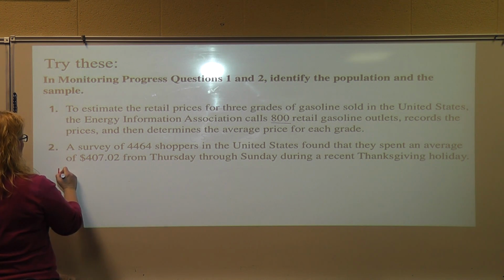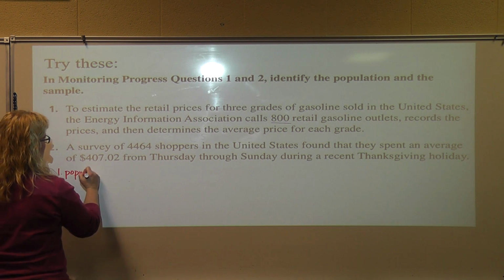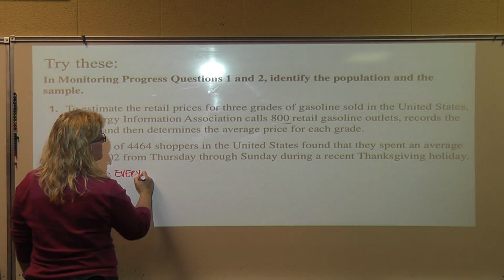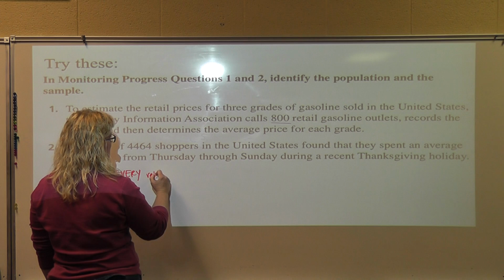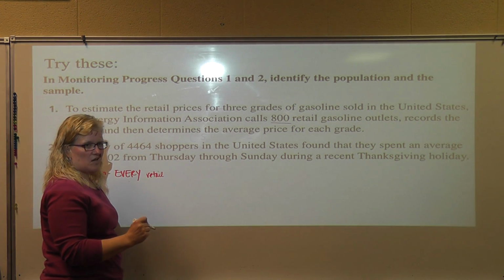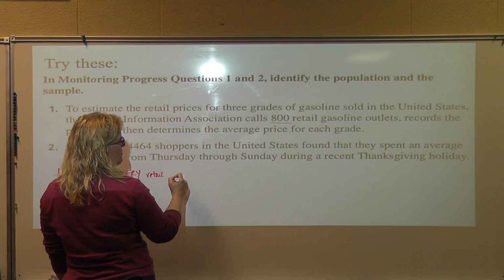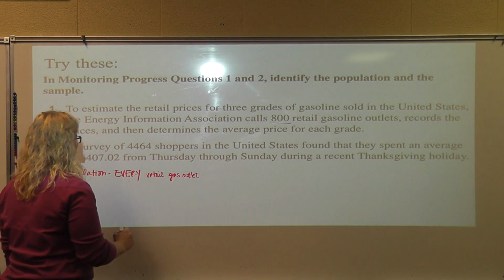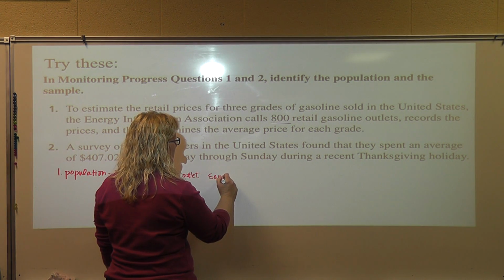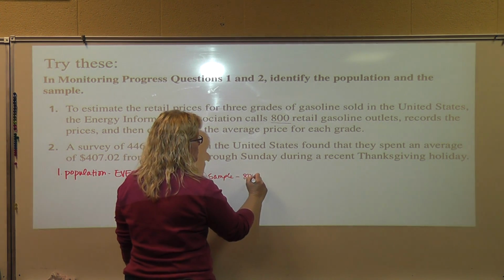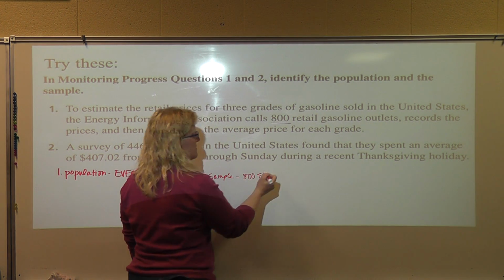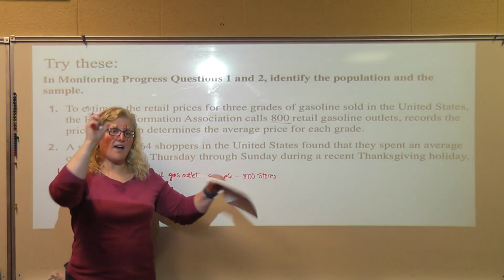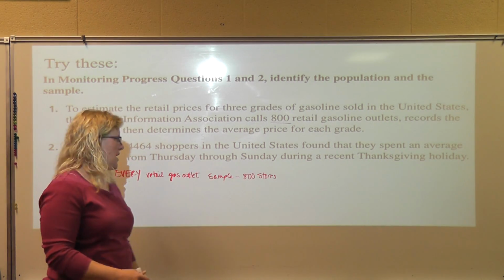Okay, so for number 1, our population is every retail gasoline outlet. So Maverick, Amoco, you know, things like that. Every retail gas outlet. Okay, and our sample is 800 stores. Is that accurate? Not if all the 800 stores are like in Los Angeles and that area. It would have to be a smattering of all over the place. That would be a good sample.